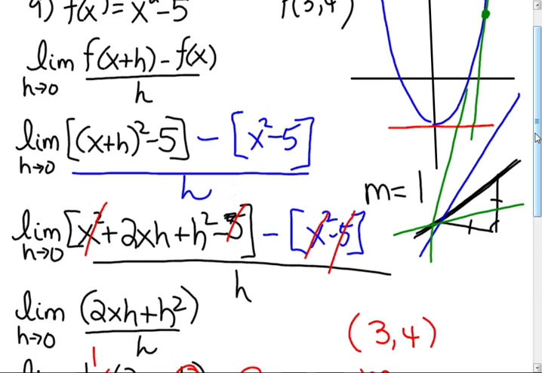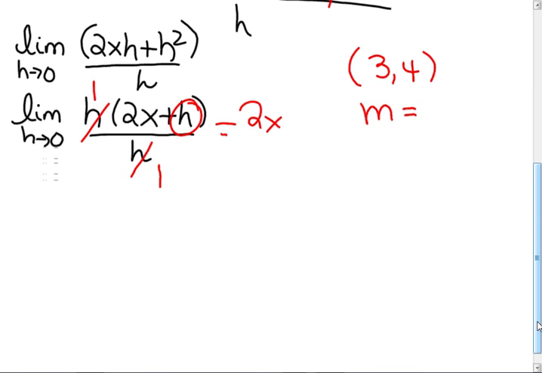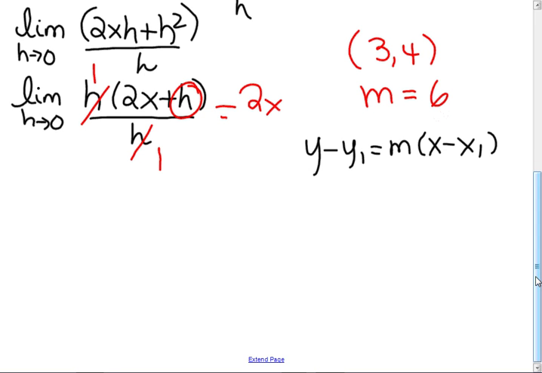So this is getting steeper and steeper. What's the slope at 3 when x is 3? It's 6. It's 2 times x. Now, do not use y equals mx plus b. We have to write the equation of the tangent line. So I'm going to do y minus y1 equals m times (x minus x1). Because I want this to be easy. I don't want it to be hard. y equals mx plus b is hard.